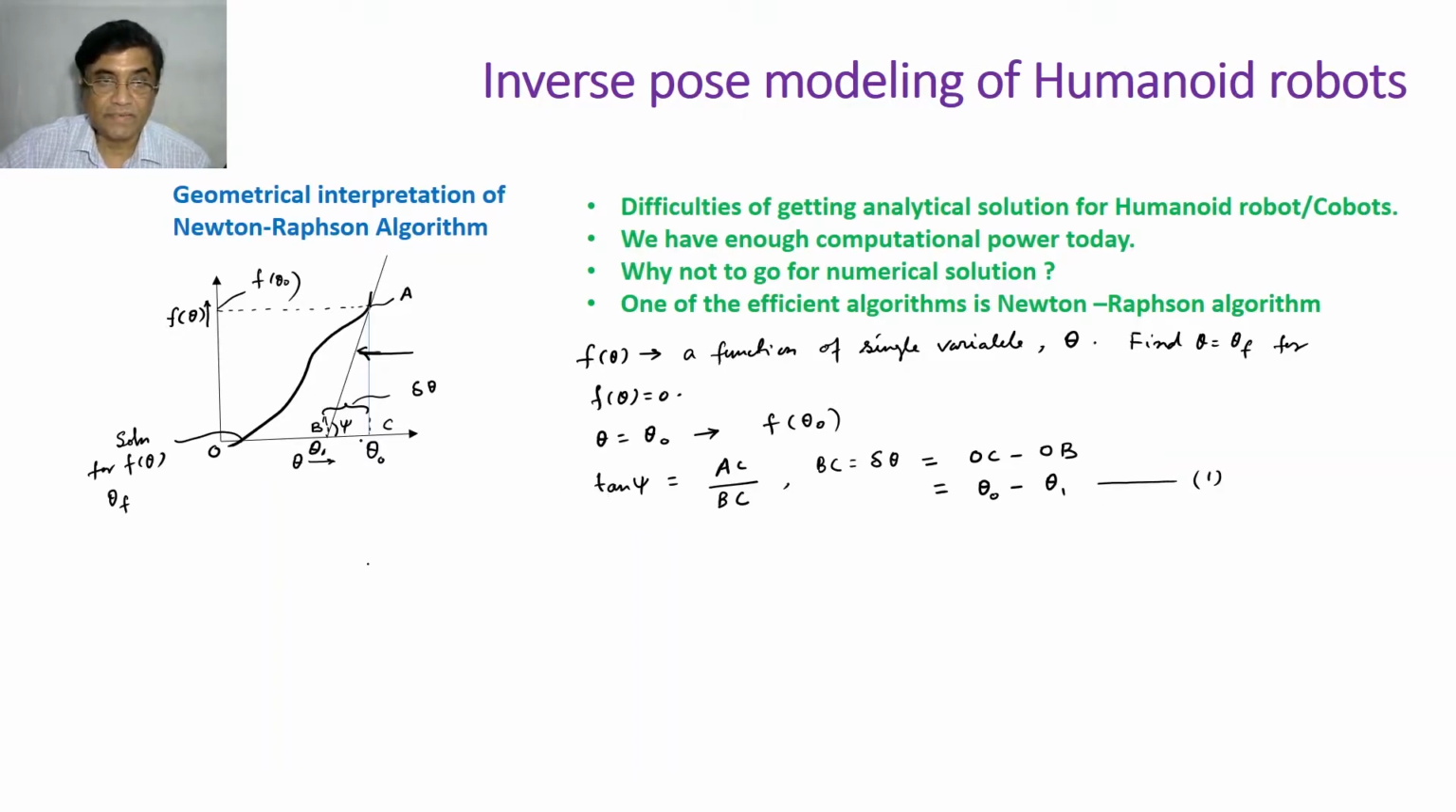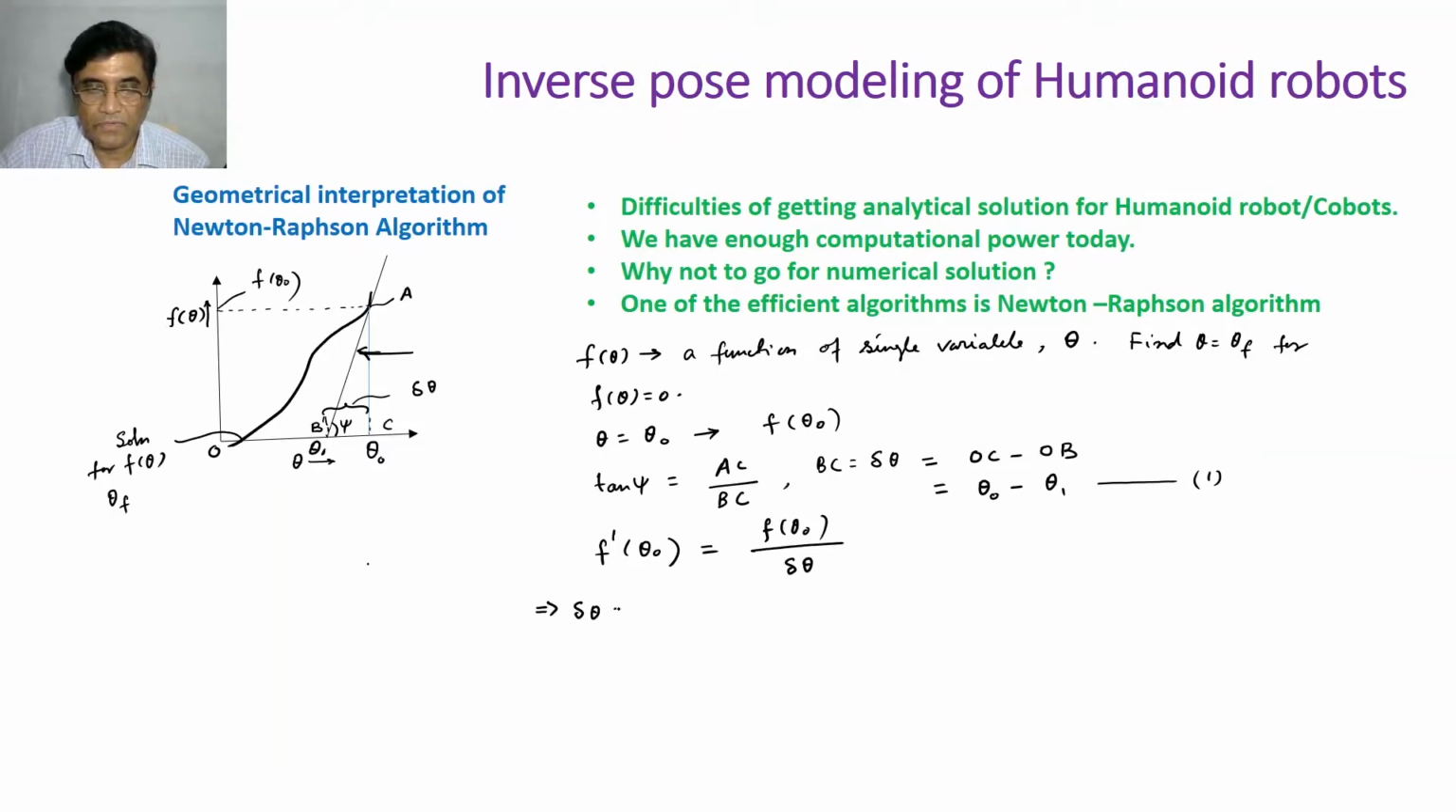Now by definition, I am drawing a tangent at this point. And by definition, what is this? This is nothing but, at the point theta 0, the derivative of the function. So that is equal to AC, that is the functional value at that point, divided by BC, which is equal to delta theta, which is equal to this, right?